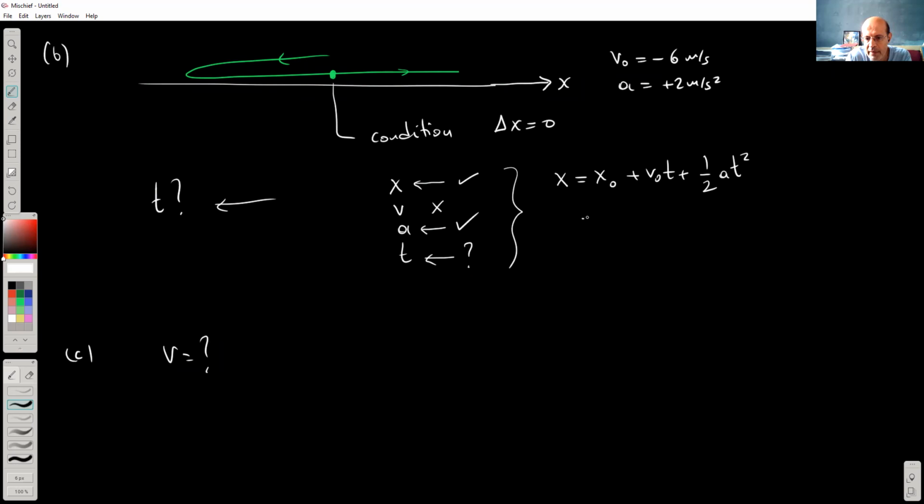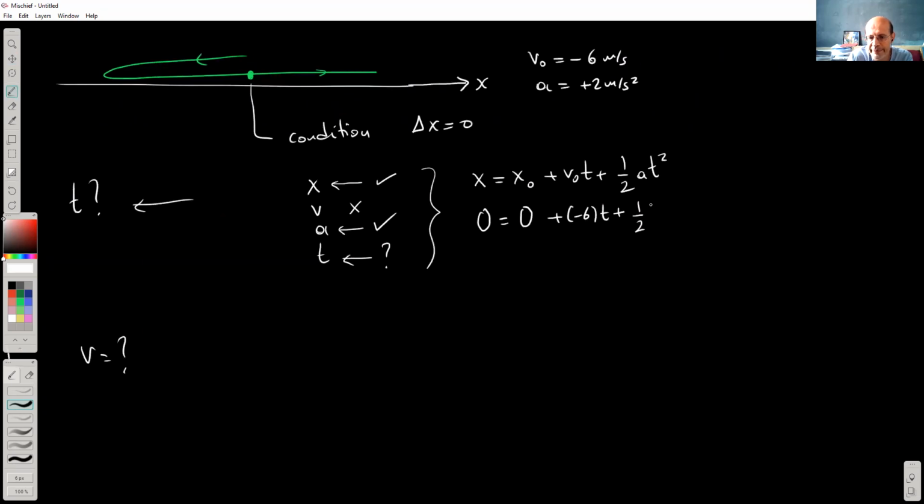So I said that the initial position is 0. I choose the origin in there. So the final position is 0. Initial velocity is minus 6. And the acceleration is plus 2. Okay. So as a result, the equation is t squared minus 6t. So that means there are these two solutions in here, two roots. First root is 0, and the second root is 6.